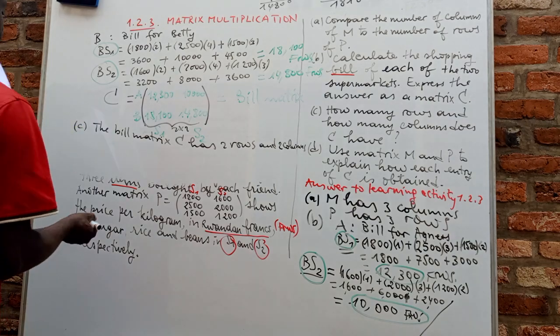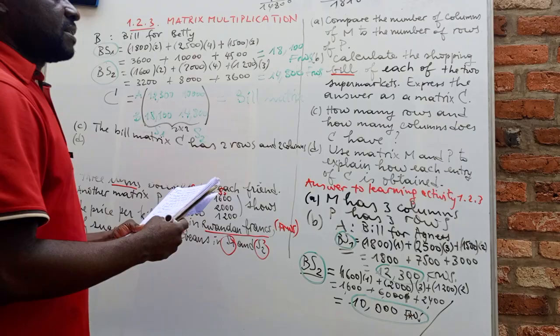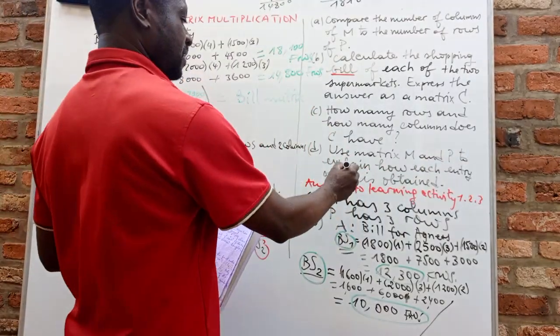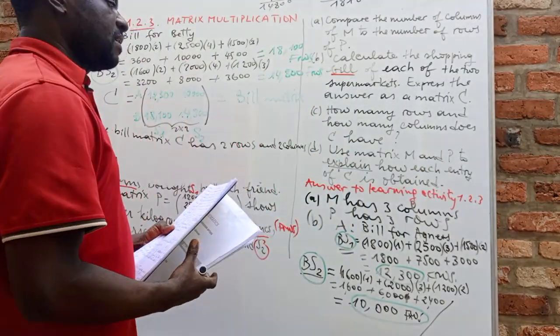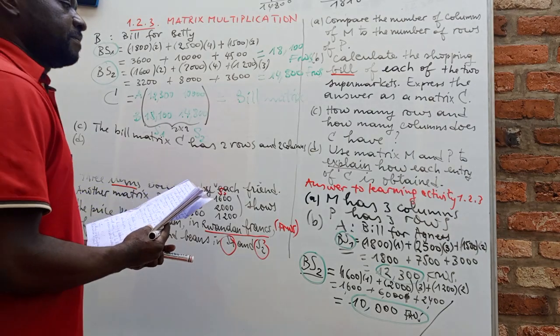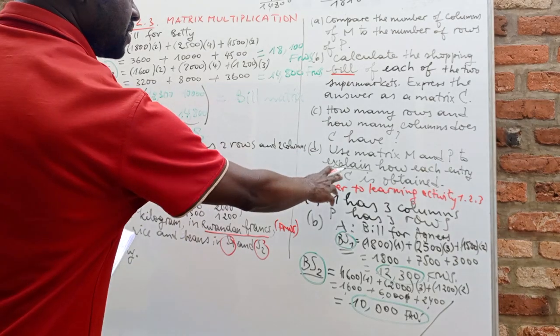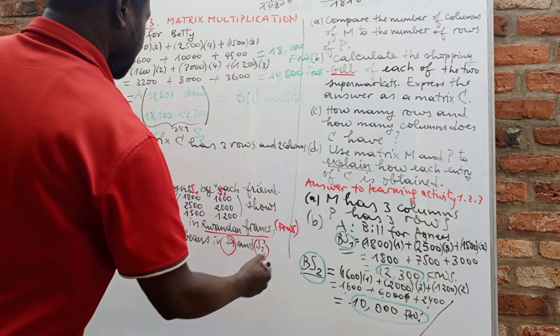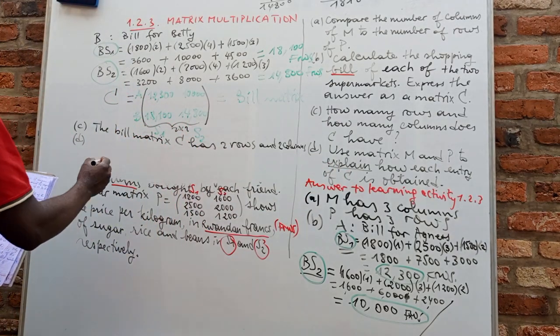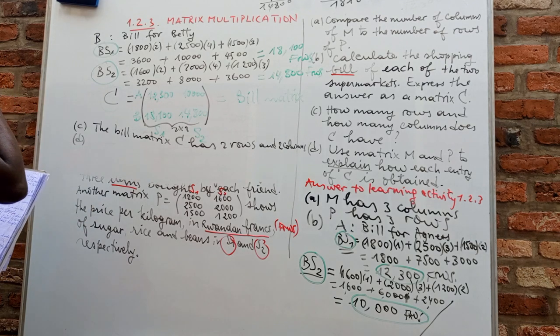Now we move to sub question D. Use the matrices M and P to explain how each of its entries is obtained. Okay, now let us look at how this one was obtained.